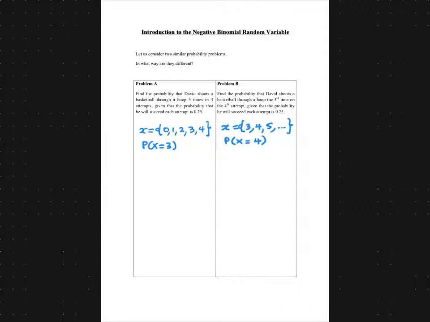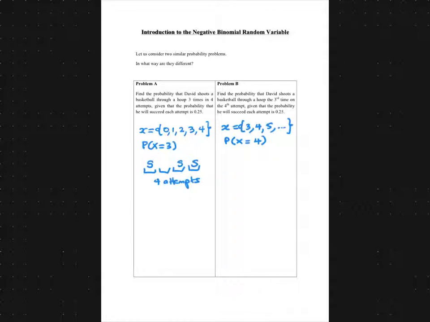Another difference is, in problem A, the 3 successes required can happen in any of the 4 attempts. You have 4 attempts, and we want 3 successes. For example, we can have success on the 1st attempt, on the 3rd attempt, as well as the 4th attempt.